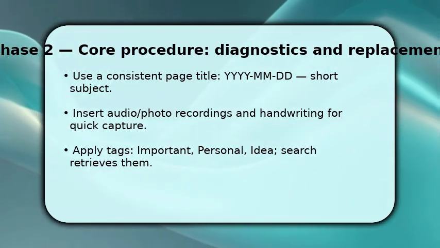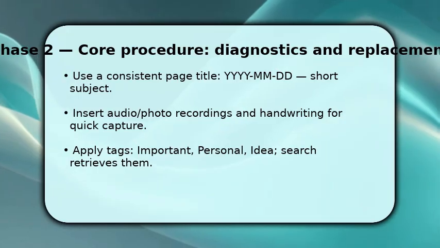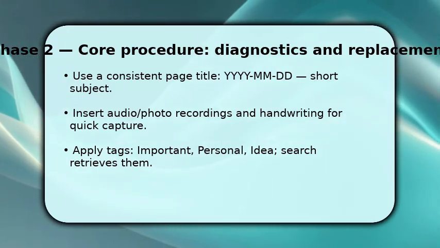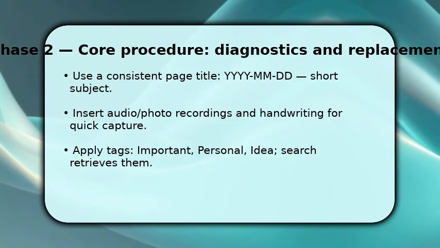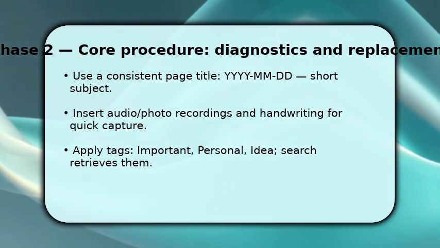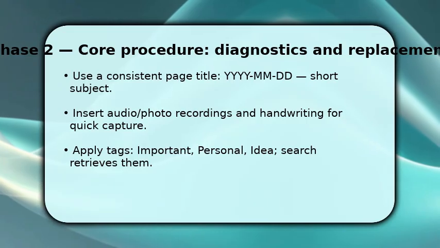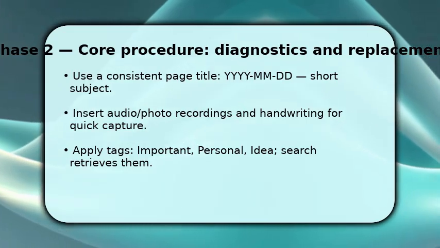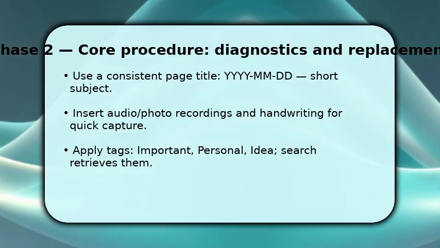Use tags like important, personal, and idea to mark items you may want later. Tags make sorting and search fast. Once entries build up, use the search box to filter by tag or keyword, and make sure to tidy. You finish by organizing and protecting your diary.